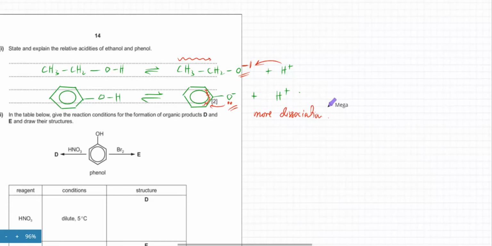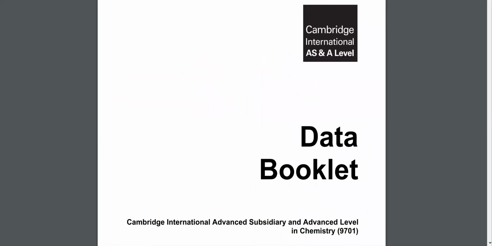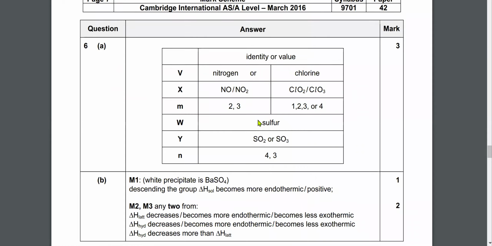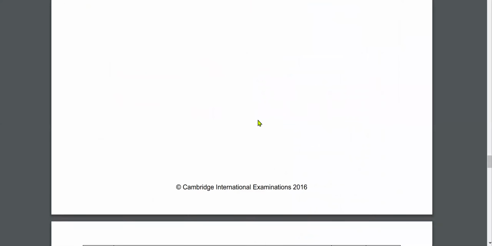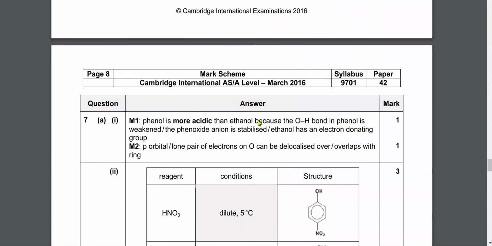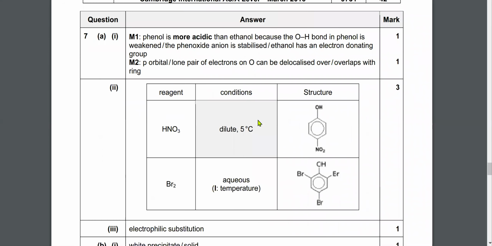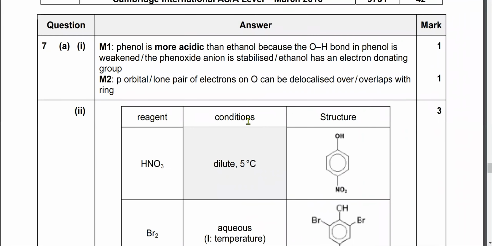So these are the two statements that you're going to write. We can have a look at the marking scheme as well. One mark was for phenol being more acidic, and the other was about the electron donating group in the alkyl chain, and the lone pair of electrons on O being delocalized with the benzene electron cloud. So that's one mark. Is this clear?